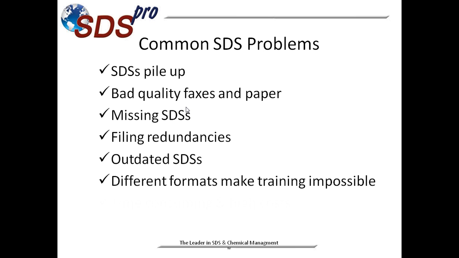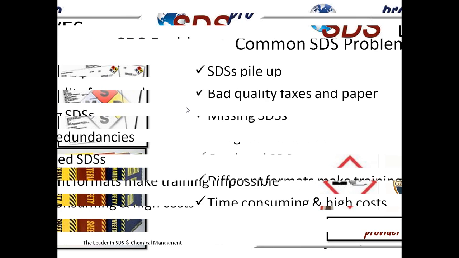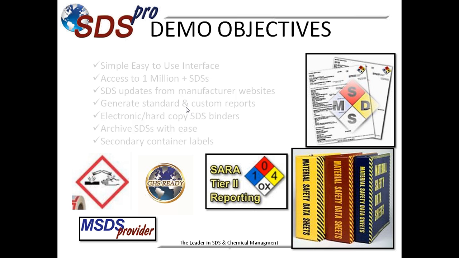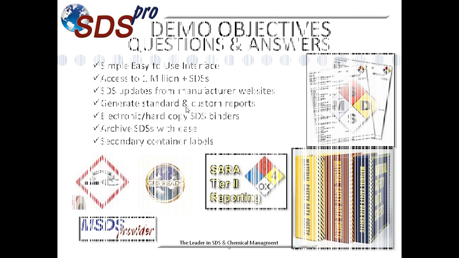We're going to eliminate this one with the formats of GHS, which is awesome. And time-consuming and high costs are all common SDS problems. During the demo here, we'll get right on it. We're going to talk about a simple, easy-to-use interface, how to access 1 million+ SDSs, how to update your SDSs directly from the manufacturer website, which is the best source, how to generate some standard custom reports, talk about backup binders, archiving, and secondary container labels, and then some questions and answers.